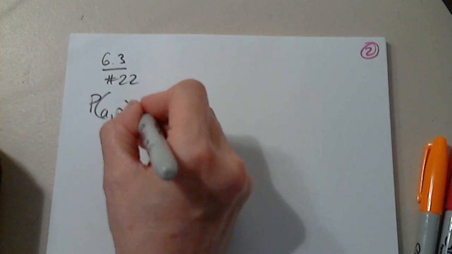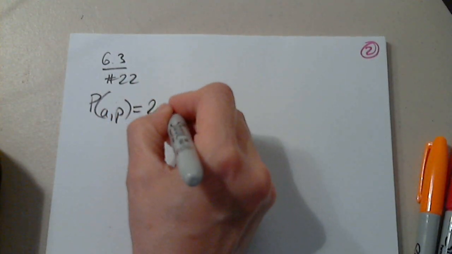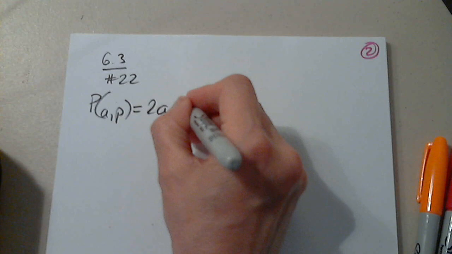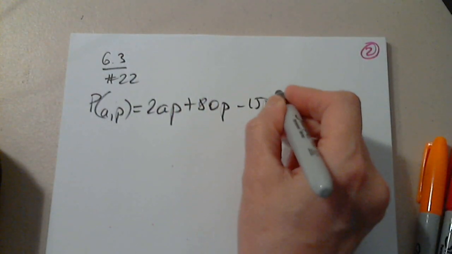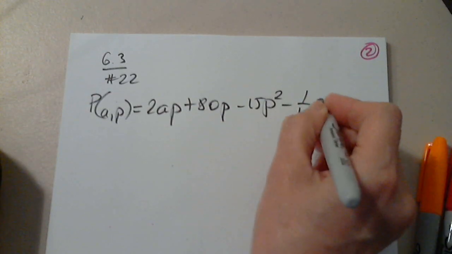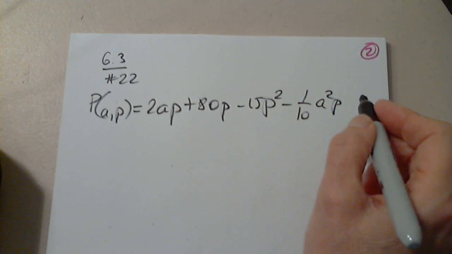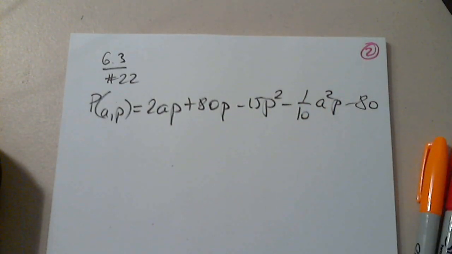Okay. McLeod Company finds its profit P in millions of dollars. Notation is ugly, but I don't like P of P, if you know what I mean, because it can get confusing. But we're going to make the best out of it. Minus 15P squared, minus 1/10 A squared P, and minus 80. Perfect. So we have the function. Let's see what they're asking us to do.